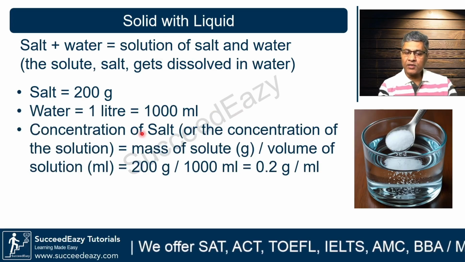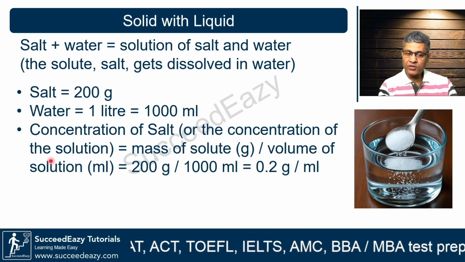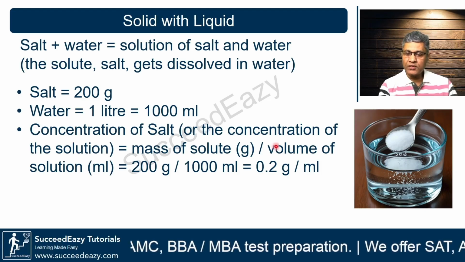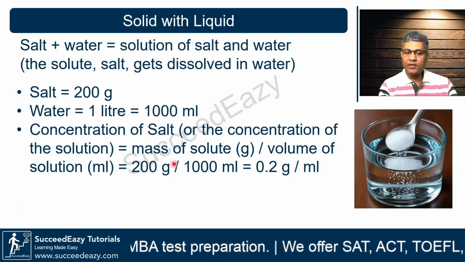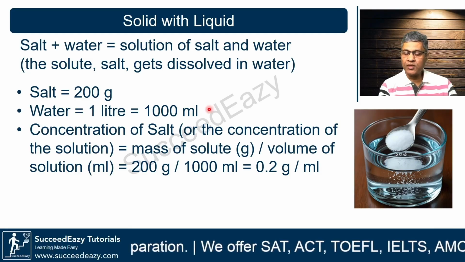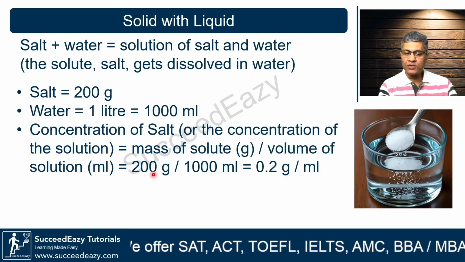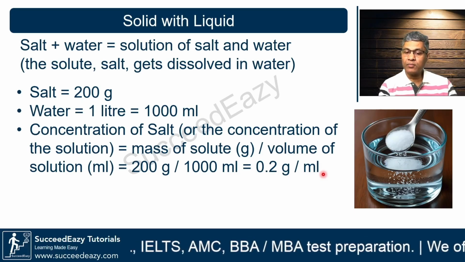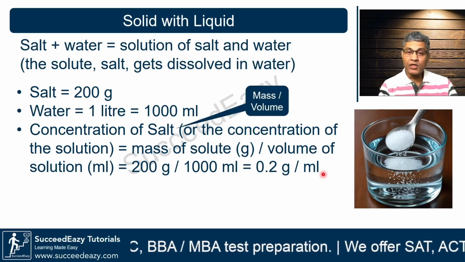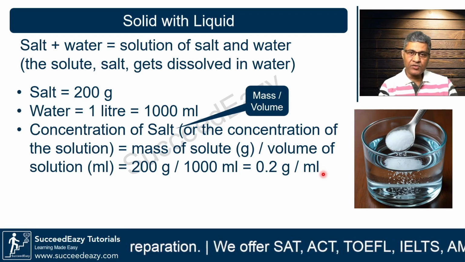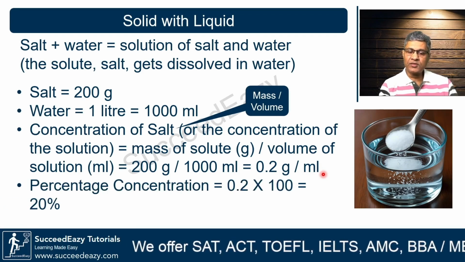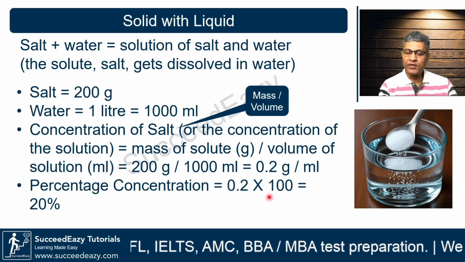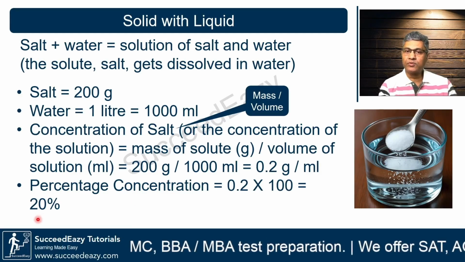Here, the concentration of salt or the concentration of the solution can be calculated by using the formula mass of solute divided by volume of solution. Here the mass is in grams, the volume is in milliliters. So what we get is 200 grams per 1000 ml. This can be simplified to 0.2 grams per ml. Remember, this is the mass per unit volume. Having found the concentration of salt, the percentage concentration can be found by simply multiplying the concentration by 100, that is 0.2 into 100 gives us 20%.